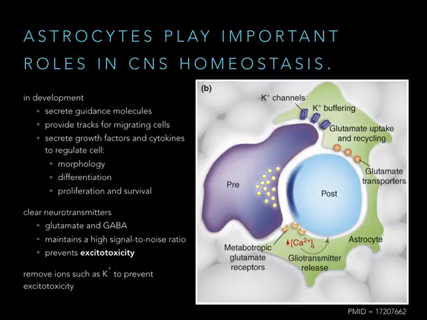Astrocytes are another type of glial cell. These play important roles in maintaining proper chemical homeostasis in our central nervous system. You don't find astrocytes in the peripheral nervous system, just in the brain and spinal cord. These are very important for development. We're not going to talk a lot about development here, but the astrocytes are going to secrete a little guidance cues so that neurons know where to send their axon. The astrocytes are also going to be very important for clearing neurotransmitters.